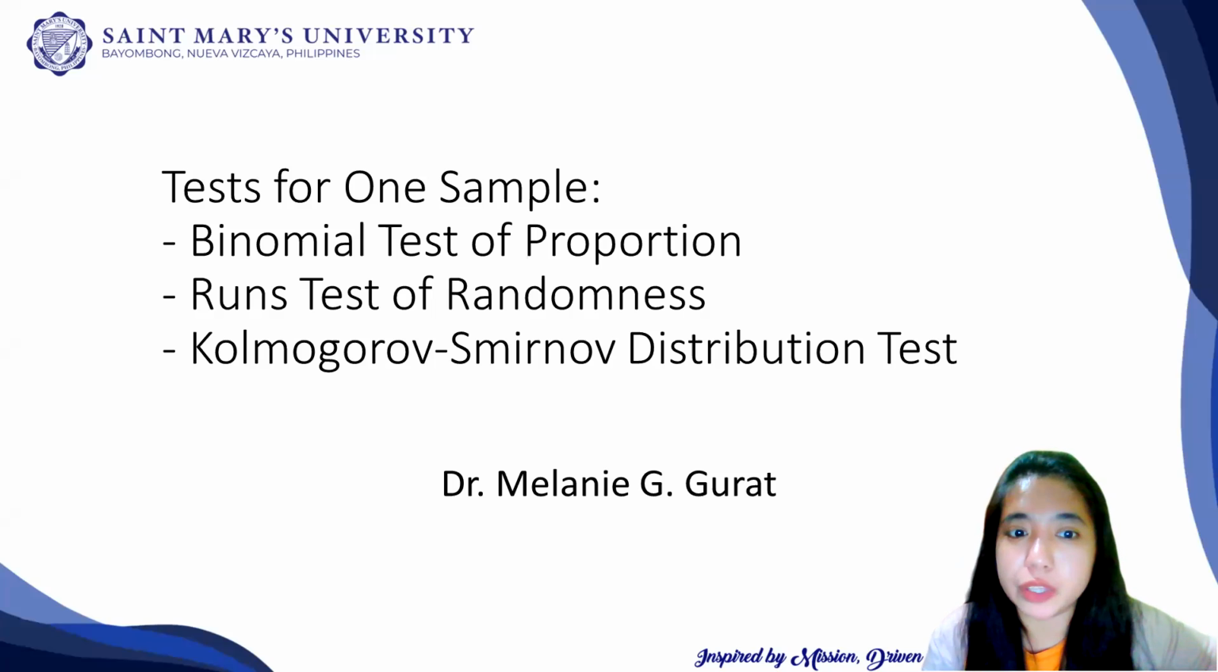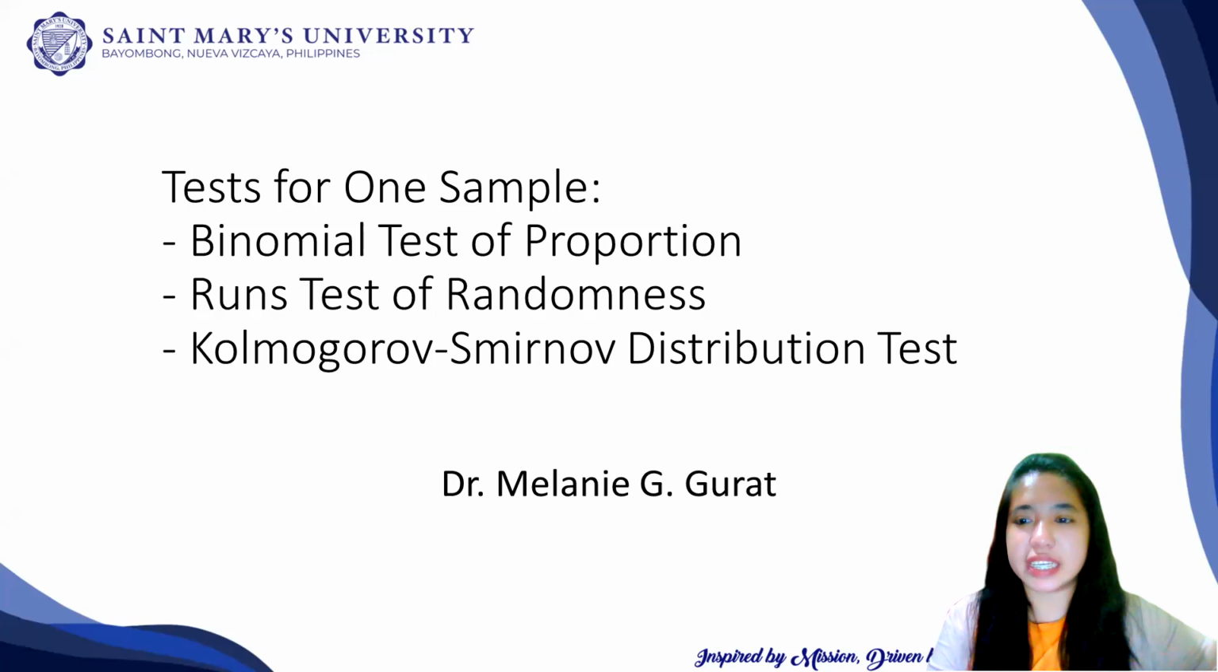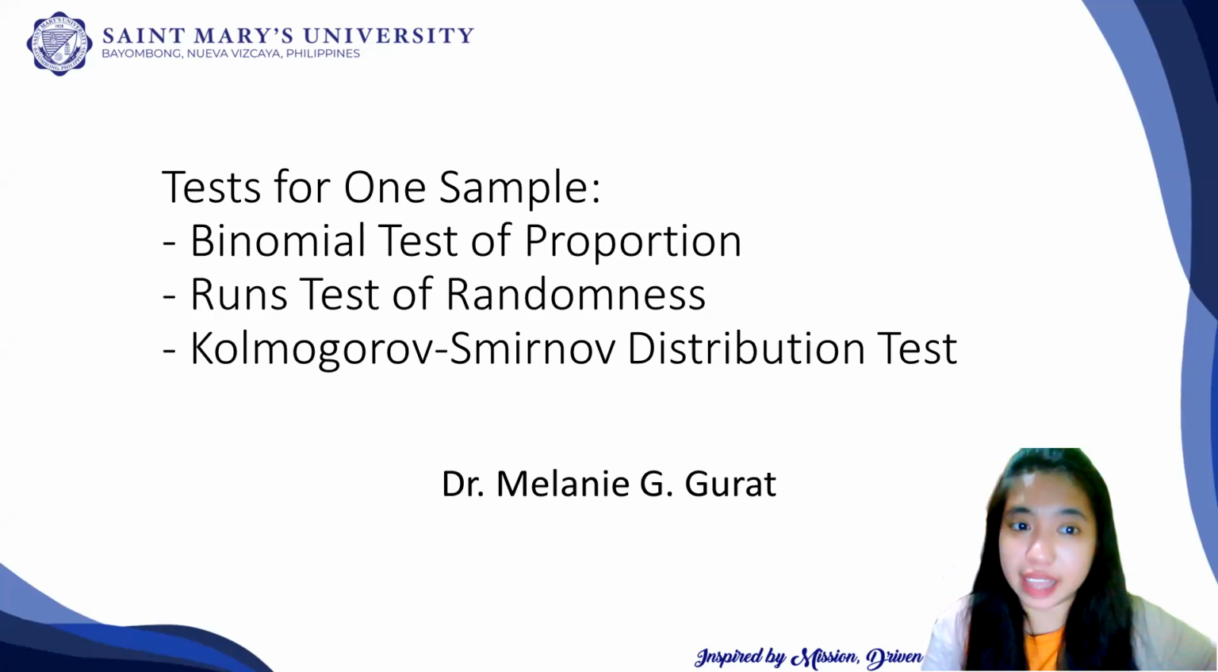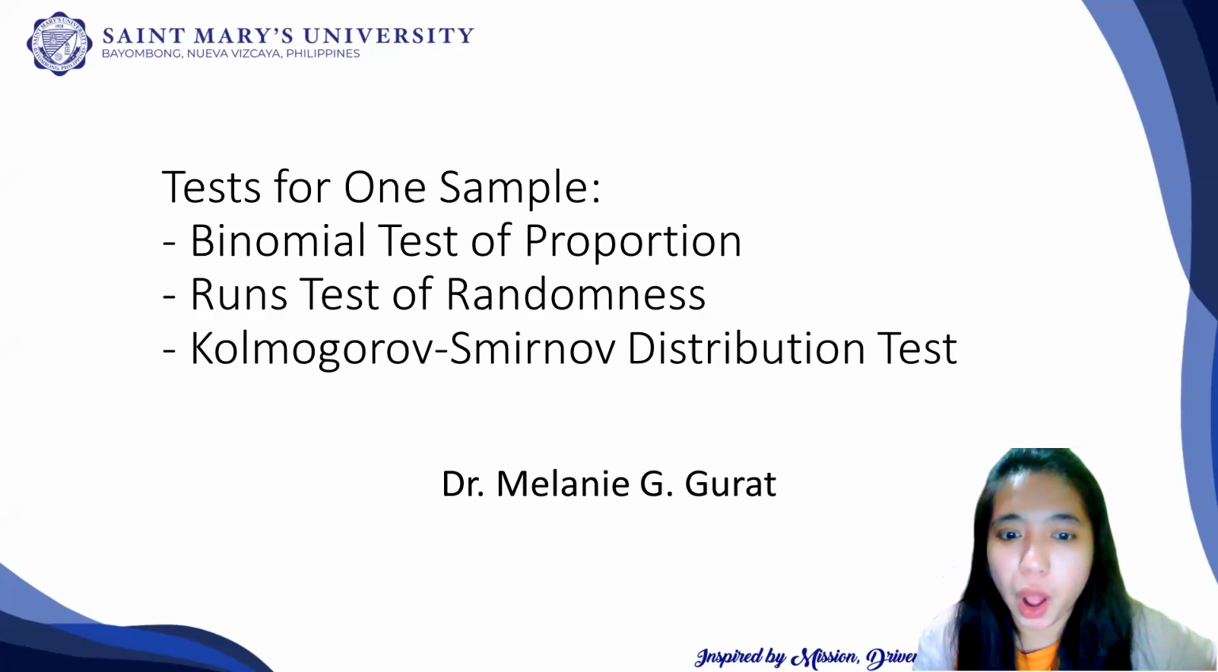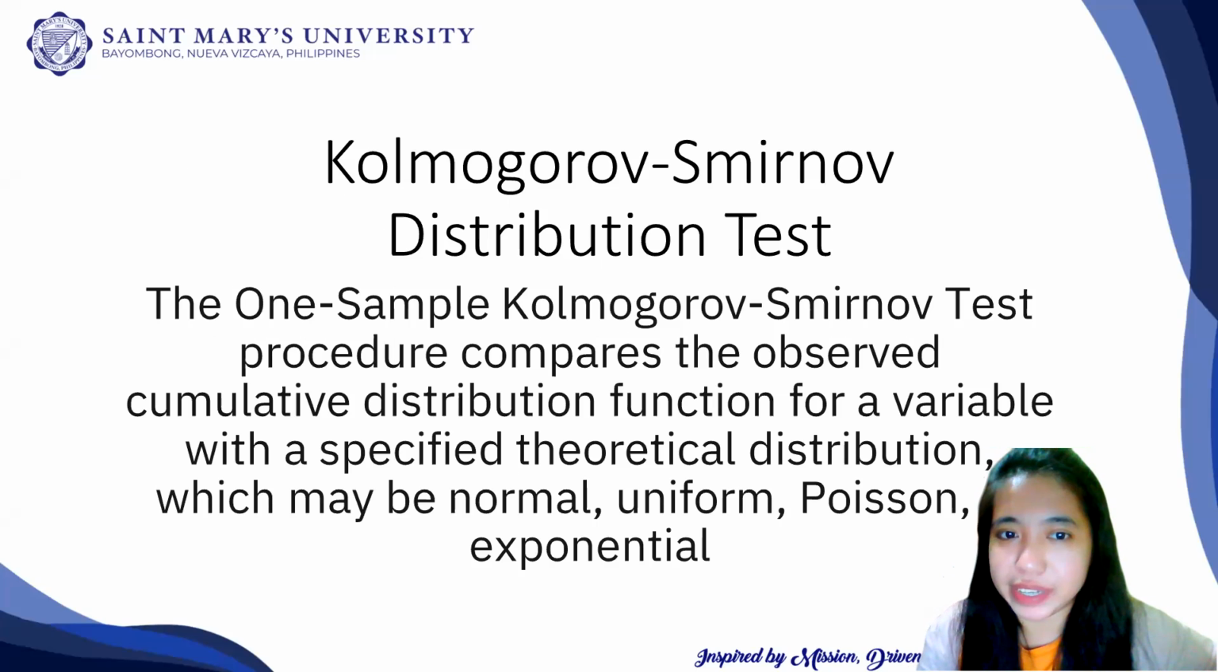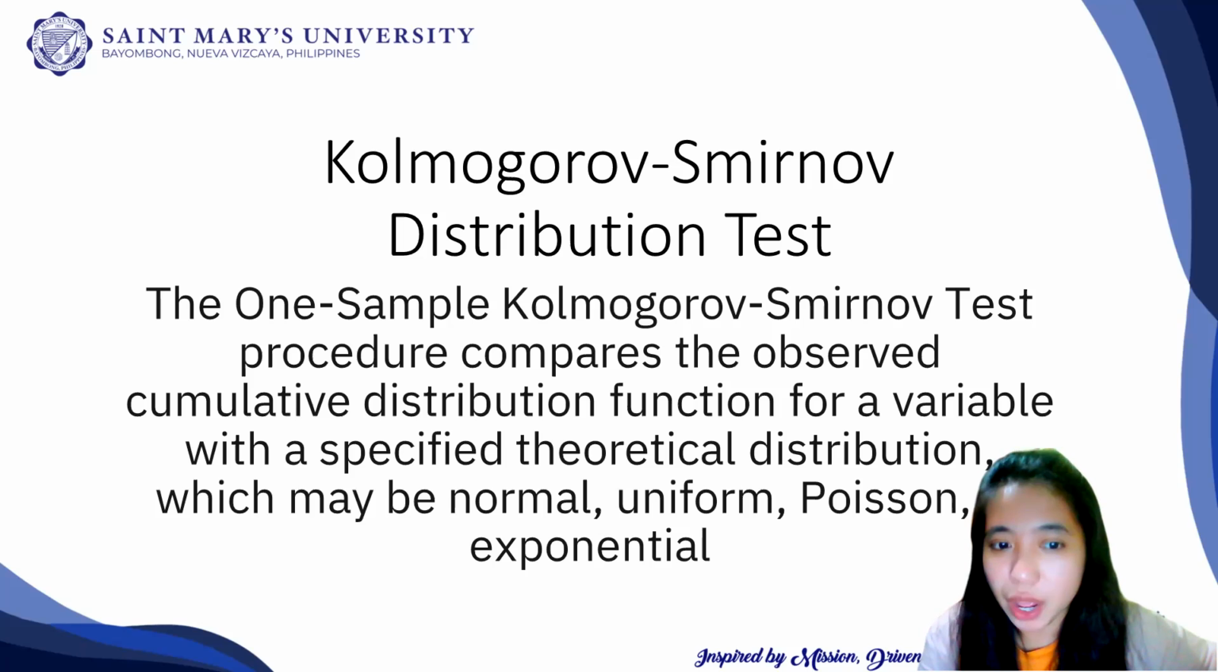So today we will be talking about the Kolmogorov-Smirnov distribution test. This is a non-parametric statistical test for one sample. So what is the Kolmogorov-Smirnov distribution test? The one sample Kolmogorov-Smirnov test procedure compares the observed cumulative distribution function for a variable with a specified theoretical distribution, which may be normal, uniform, Poisson, or exponential.